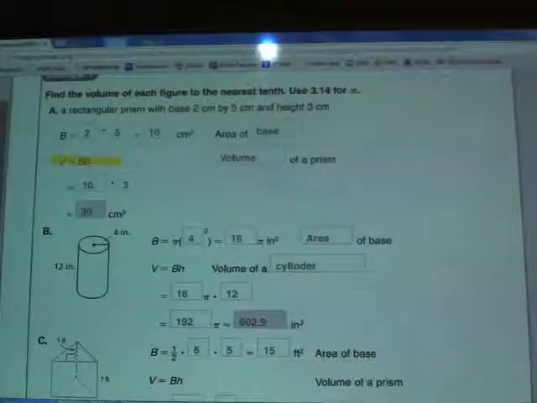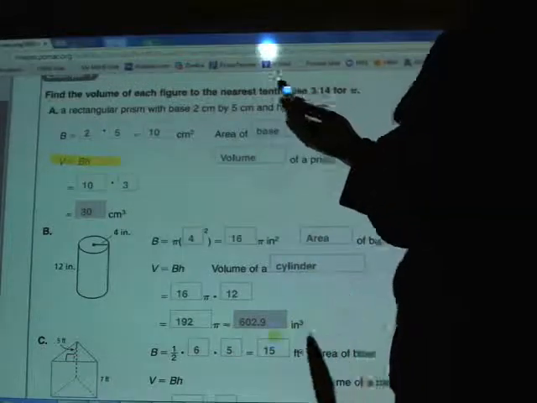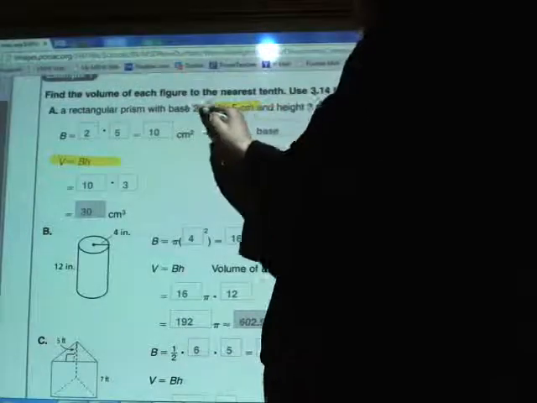You've got to use the formula that's specific to the shape based on whatever the base is. Alright, so now that I'm done being long-winded, let's go ahead and figure this out. Alright, so area of the base, well, the base here they're telling us is 2 by 5.